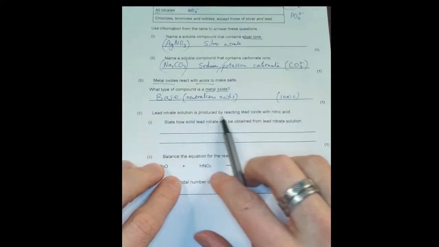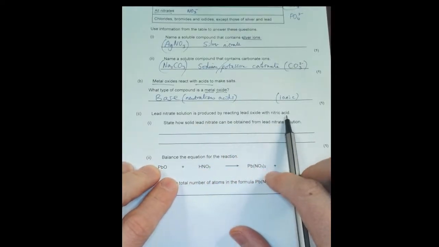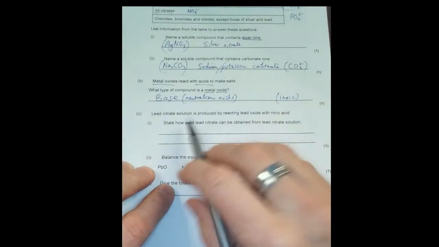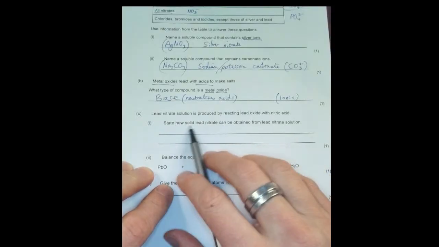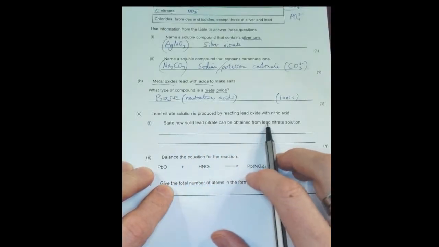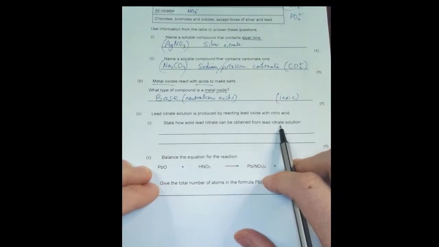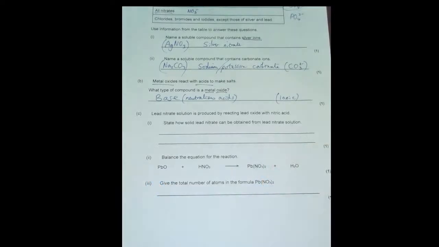Lead nitrate solution is produced by reacting lead oxide with nitric acid. You should know that. State how solid lead nitrate can be obtained from lead nitrate solution. Relatively straightforward.